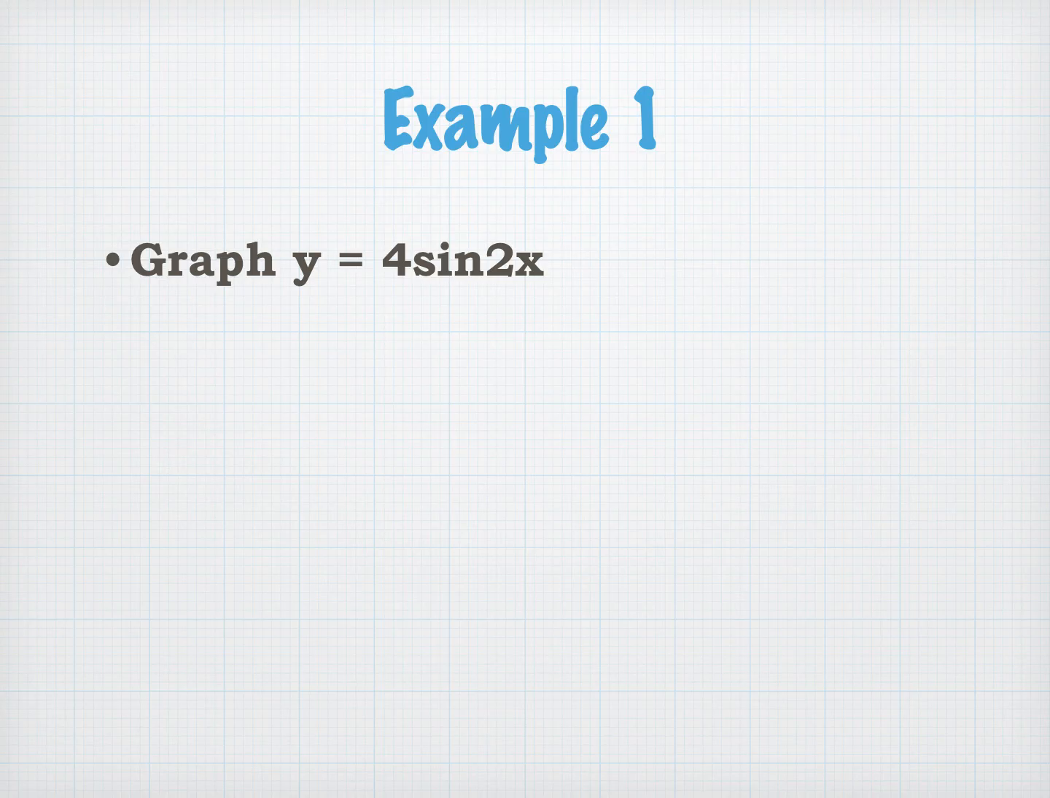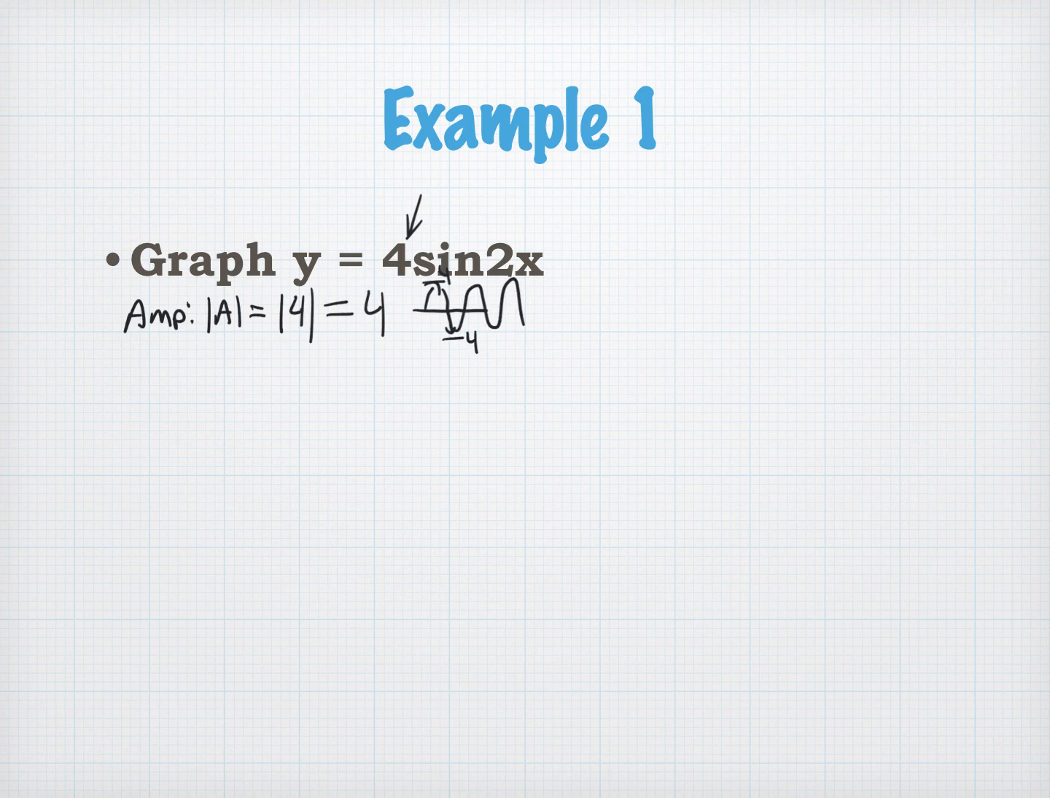Let's start with something simple like this. Let's first identify the key information. Let's start with the amplitude. The amplitude, again, is just the absolute value of whatever's in front of your sine or cosine function. In this case, the number in front is 4. Absolute value of 4 is just 4. So that means we're going to have a graph that's going to go up 4 units and then back down to -4. So highest is 4, the lowest is -4, and then you're going to have that pattern, right?